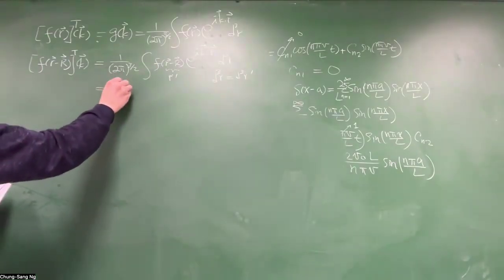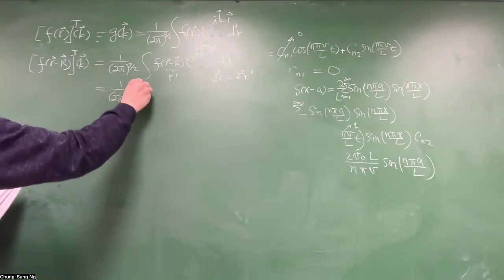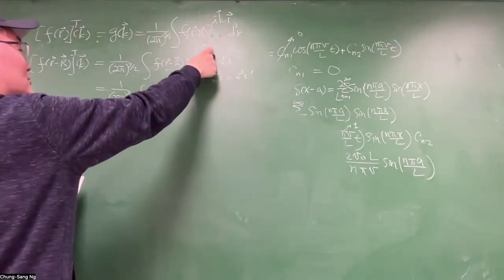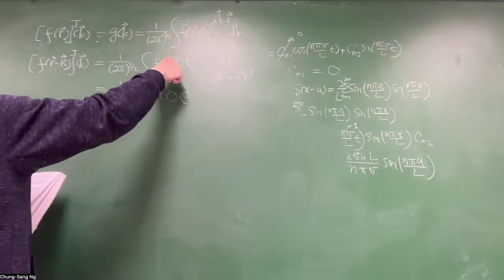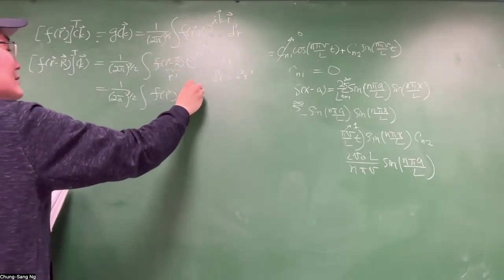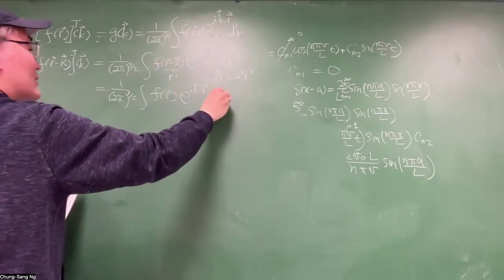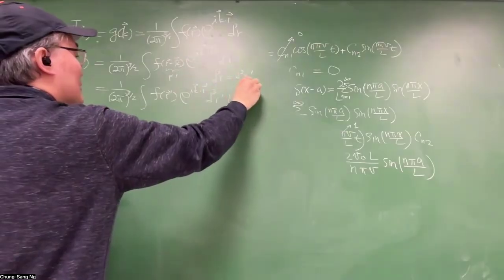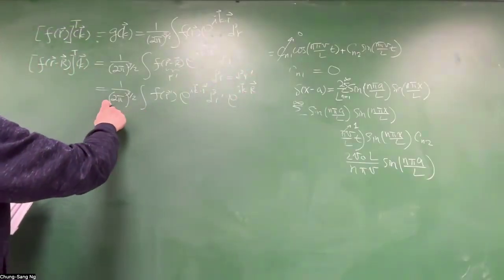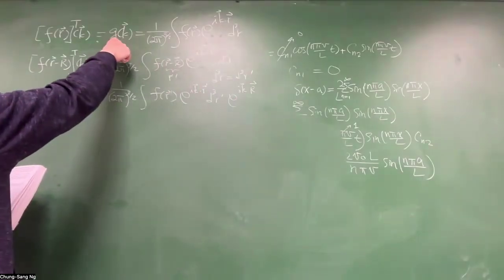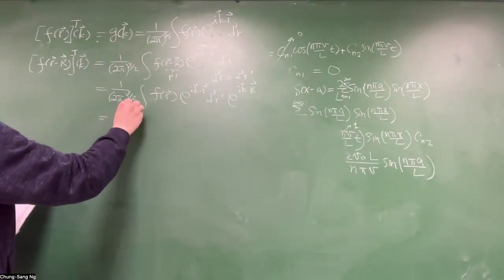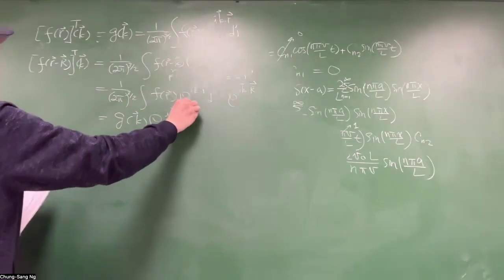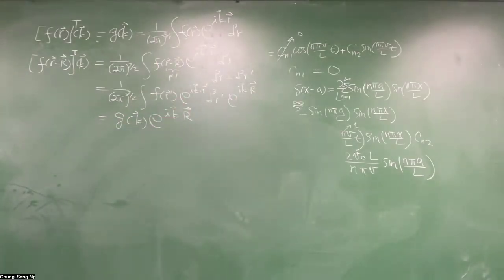Let's fix this. You need to make the corresponding change: r prime equals r minus R, so r equals r prime plus R. Then you have an extra term that's outside of the integral, and you recognize that the rest is just your original g as a function of k. So that's the first property.